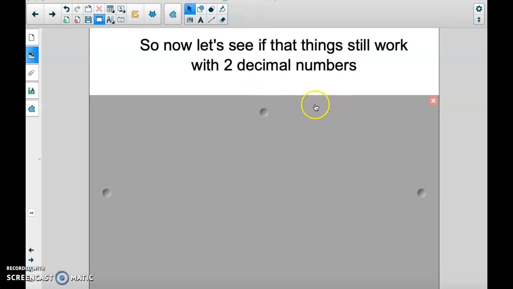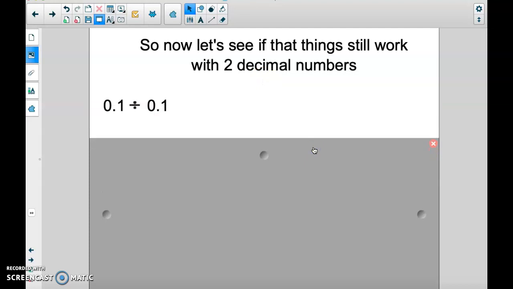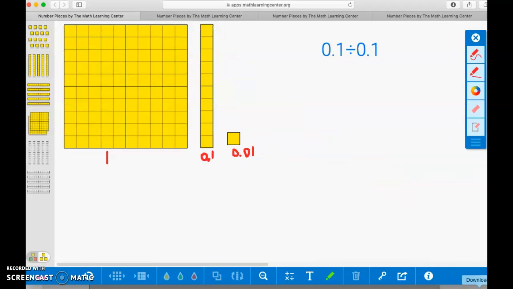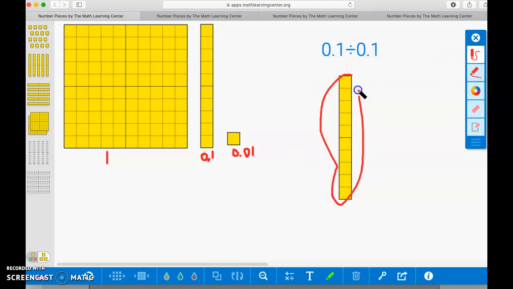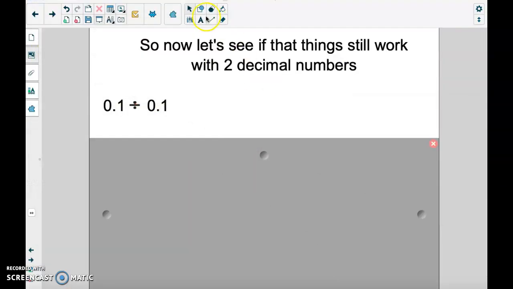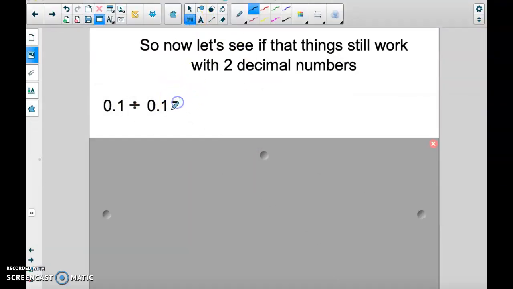All right. So if we have 0 and 1/10 divided by 0 and 1/10, I'm going to show how to do this, right? So I'm starting with 0 and 1/10, yes? And I'm looking for, okay, how many groups of 1/10 are there? Well, there's only one group. It's right here. Okay? So the answer would be 1. So if I come back here, my answer would be 1.